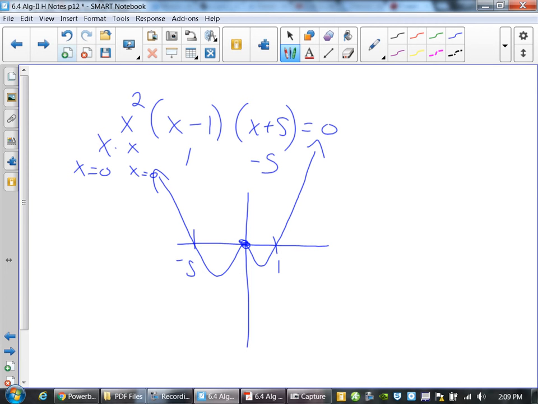What if it's 2x squared? Then you set 2x squared equal to 0. You still get 0 twice.